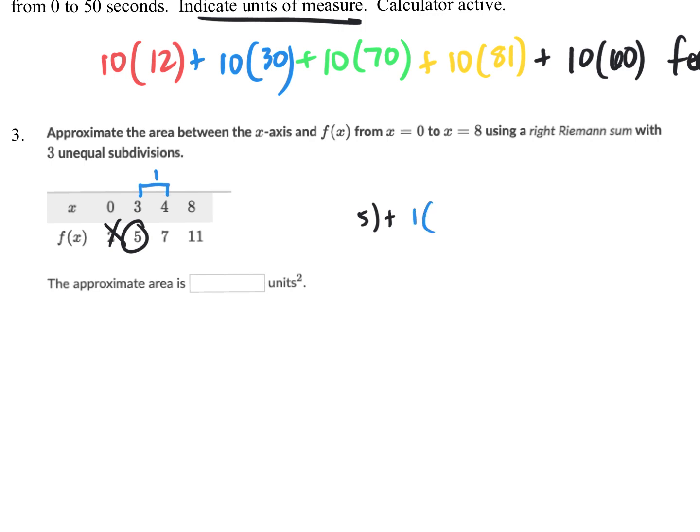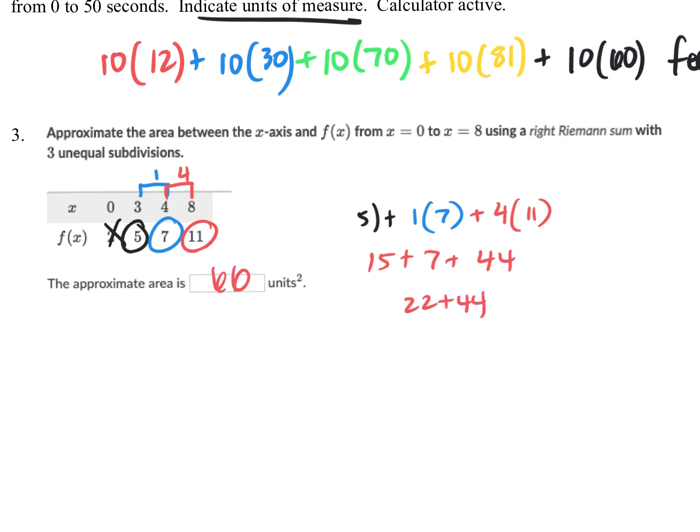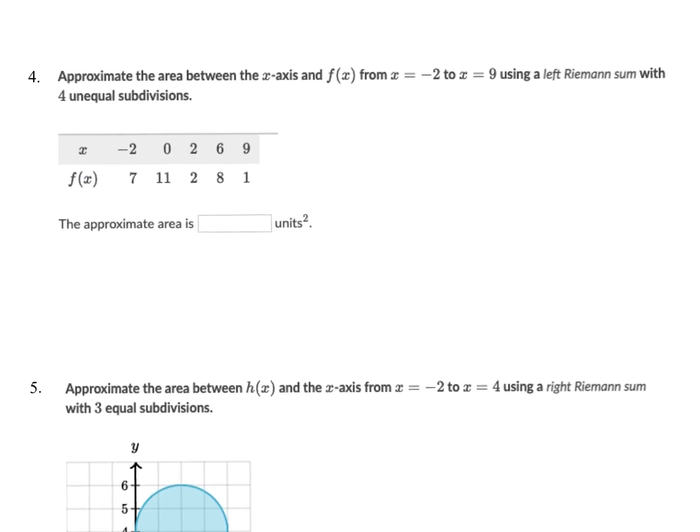What's the next right height? Yep. My next base, 4, and my right height is 11. 15 plus 7 plus 44. 22 plus 44 is 66. Well done. We're not doing the homework, don't we? Oh, not yet. This top one.